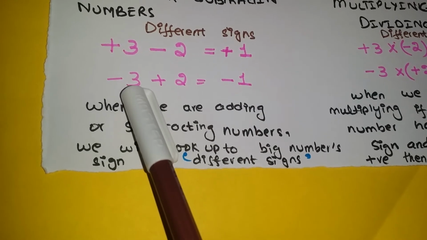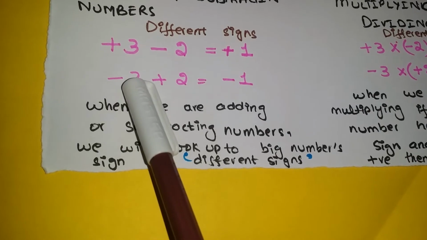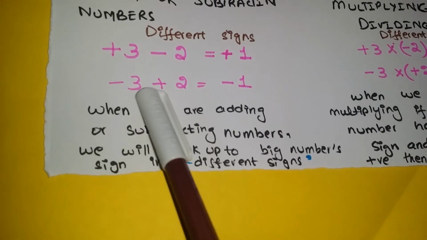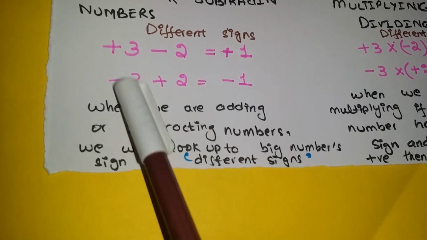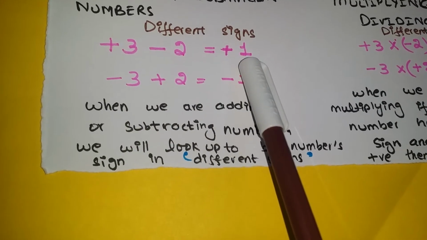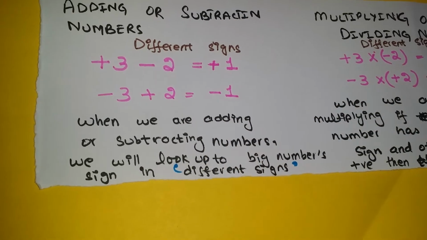Now if the sign with the bigger number is minus, we will subtract these numbers, but the sign will be of the bigger number, that is minus. So different signs will always be subtracted and the sign will be of the bigger number.